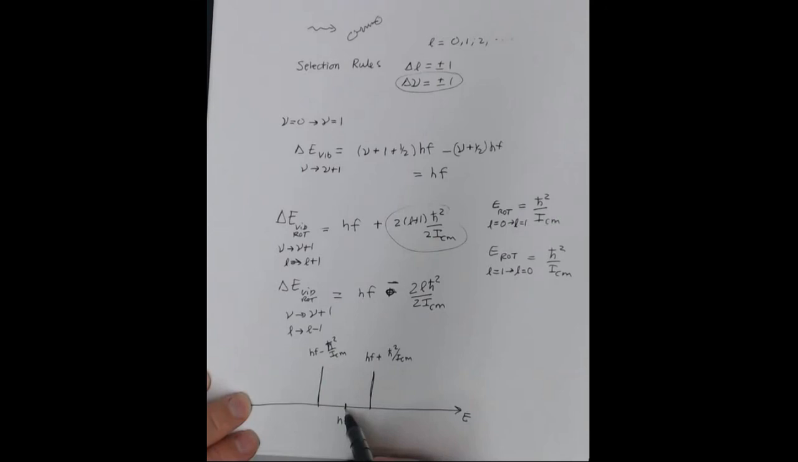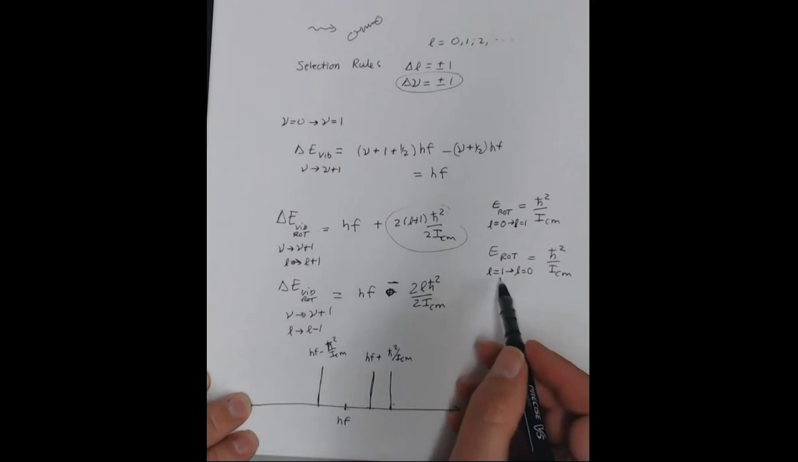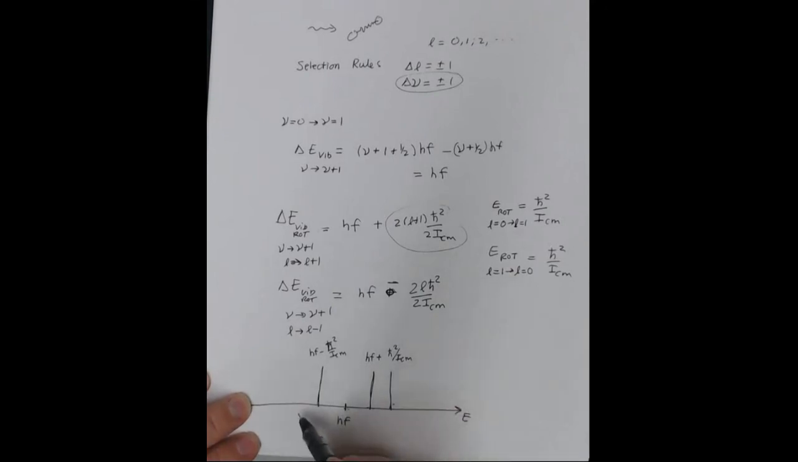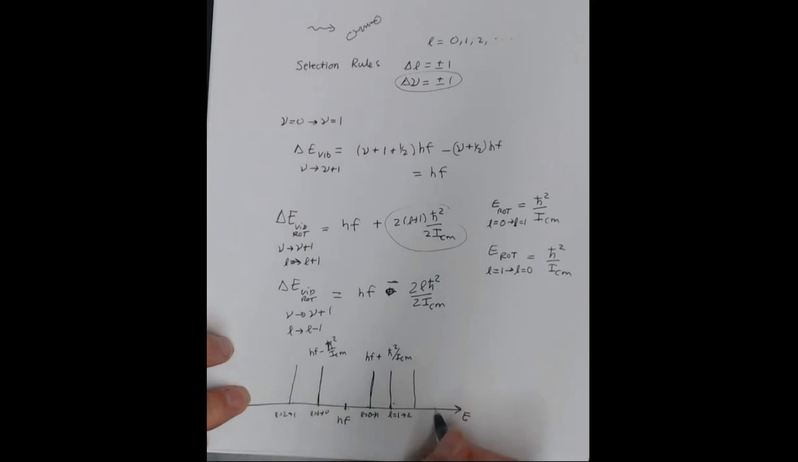And then if we went from L equals 1 to L equals 2, up here we go, it turns out it'd be 2ħ²/I_cm. Here's L equals 1 to 0, here's L equals 0 to 1, L equals 1 to 2, and if we went from L equals 2 to 1, this distance in energy would be 2ħ²/I_cm. So you get these equally spaced absorption lines. It doesn't look equally spaced, but it's supposed to be.